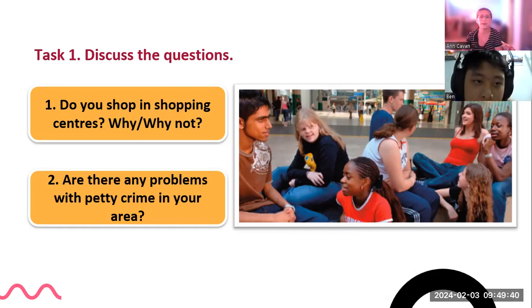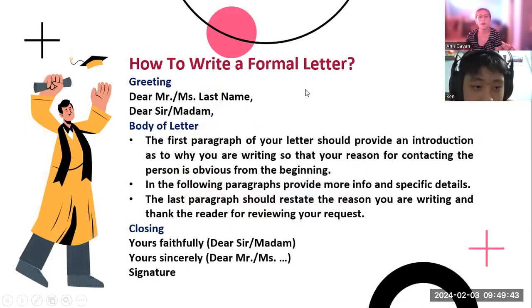No. Okay. So let us have this one. Writing, how to write a formal letter. This is the pattern, Ben. We have the greetings. Body of the letter. You will have to indicate here the first paragraph. You should provide the introduction of your letter. Next, in the next paragraph, you will give the specific information about the letter. Third paragraph, you restate the reason why you write. And then closing, of course, you'll write your name. Yours faithfully, yours sincerely, truly yours, best regards, and signature. This is your name.